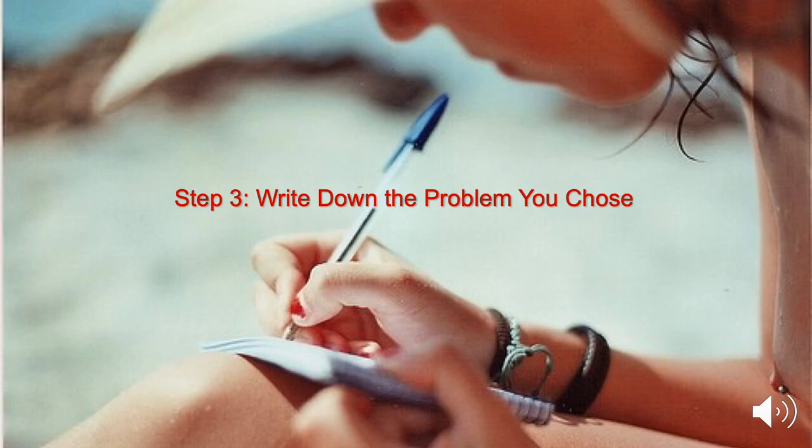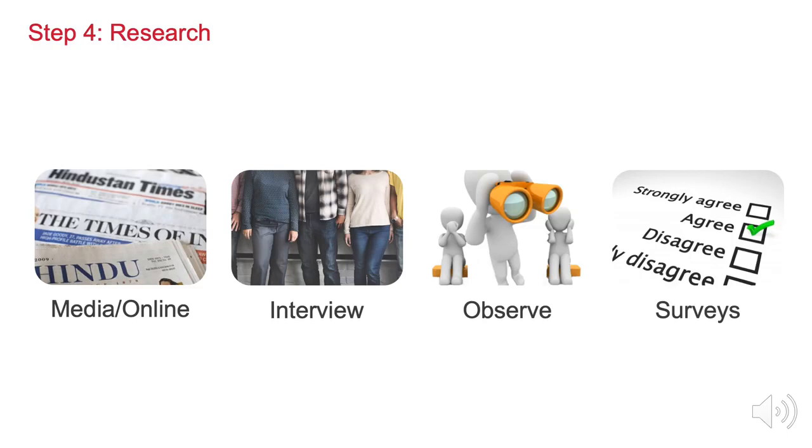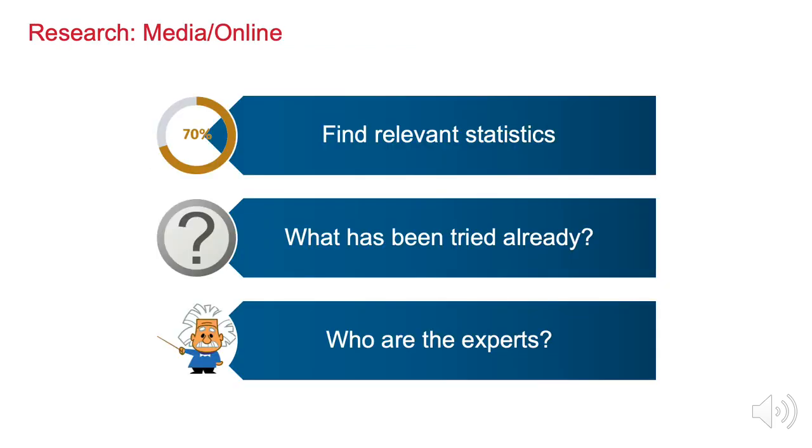Step 3 is simply to write it down. That's the fastest step you're going to get. And then on to doing some research. This is another area where you can really set yourself apart. Your goal in doing research is to understand the problem better. You can do this by reading about the problem, interviewing people, watching people, and you can even do surveys to see how people feel about the problem and what they think the root cause of the problem is.